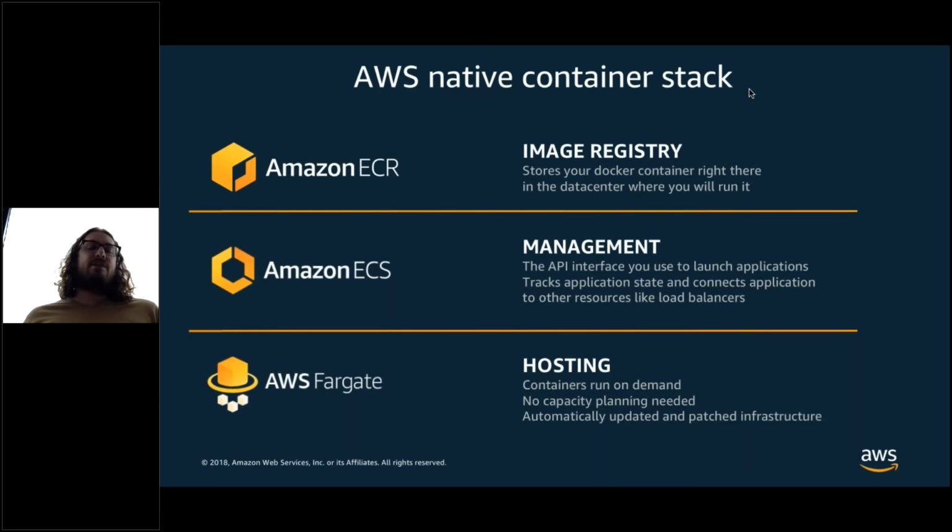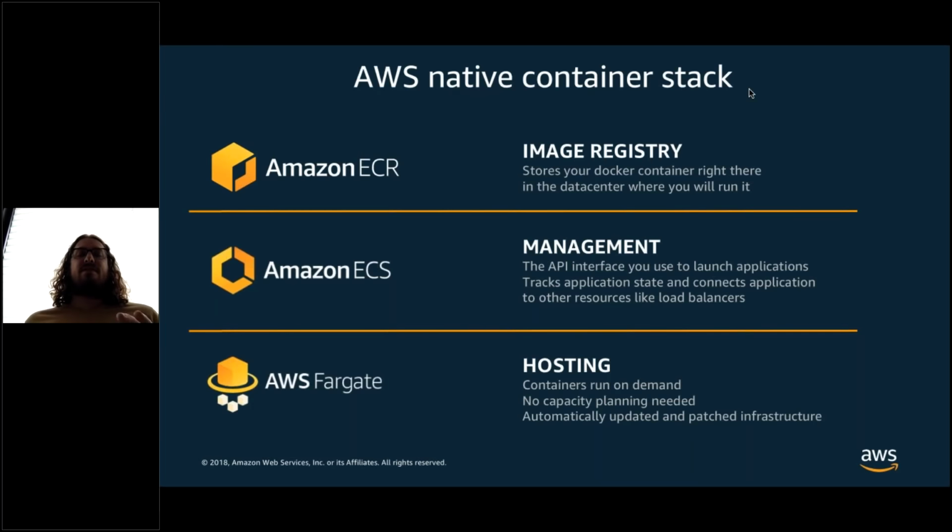Amazon ECS is a management interface, which allows you to control at a super high, 30,000 foot level, looking down: I would like to run this application. I would like to run this many copies, and just make it happen. I don't want to worry about the details. And then AWS Fargate is the hosting layer, which is what actually runs the application underneath the covers.